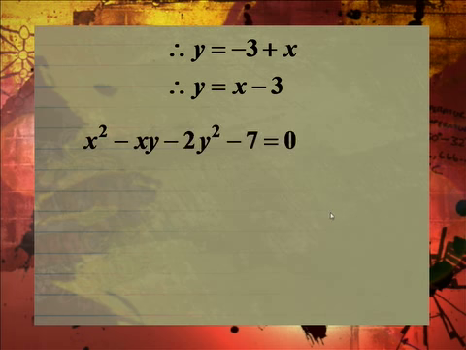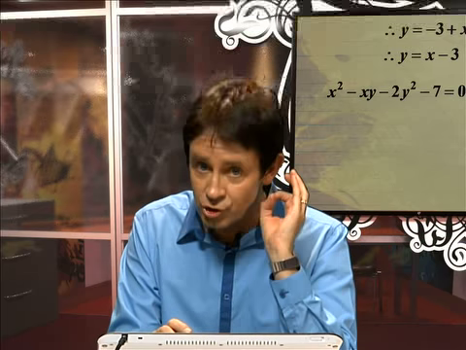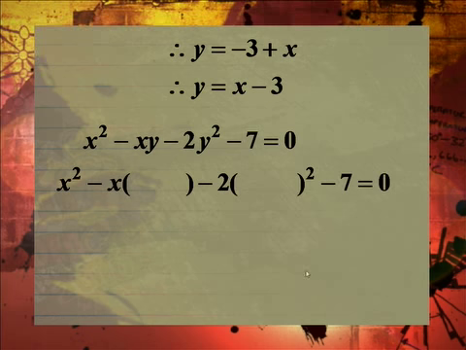Now, what's the next thing? Now we pick the big equation. There he is. Now, watch very carefully. I'm going to do this extremely slowly. Do you notice this has got x's and y's in? But do you notice that y is x minus 3? So I'm going to keep x squared minus x, the y, I'm going to open brackets there, minus 2 y squared minus 7 is 0. So I've got gaps here.